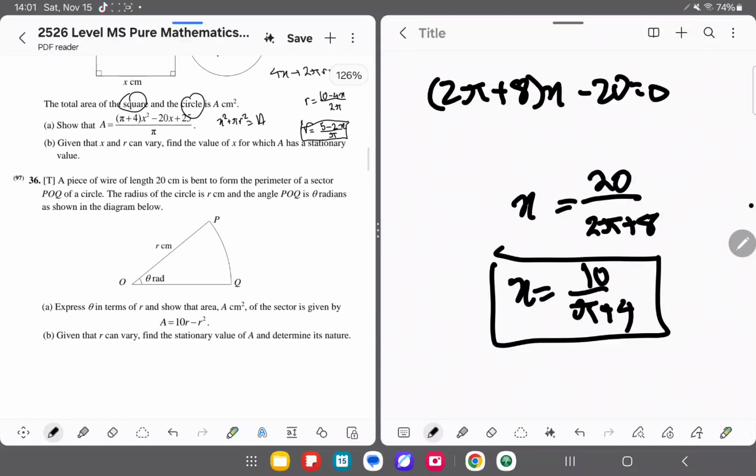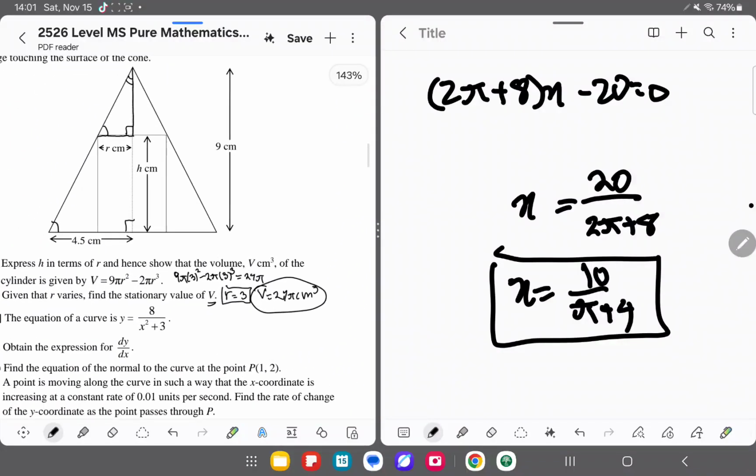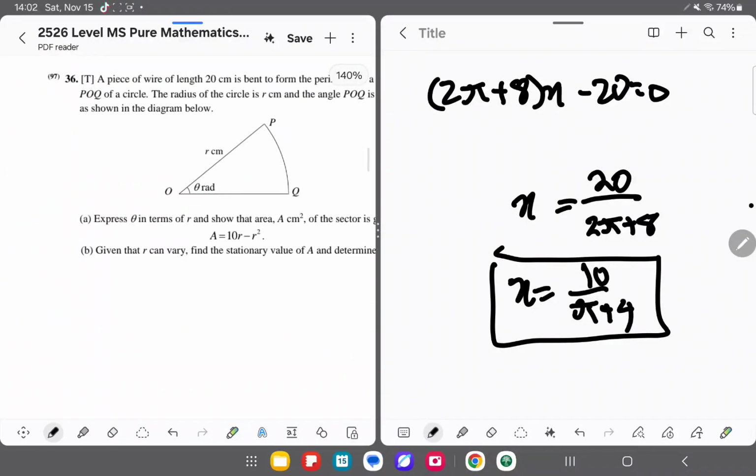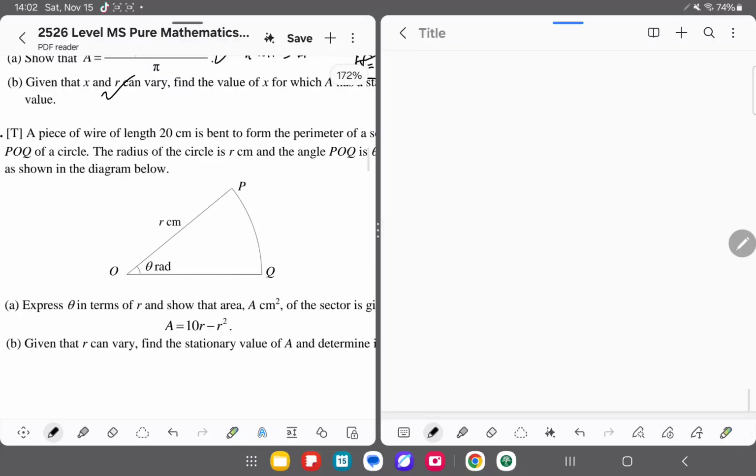Okay, moving on. We solved a and b here. We solved this question here for phi is equal to 27. So these two are done. Now, moving on, I'll be doing this one here. Over here, they gave us that there is a wire stretched around into a sector, meaning that the length of OP plus the length of arc PQ plus the length of OQ is equal to 20.